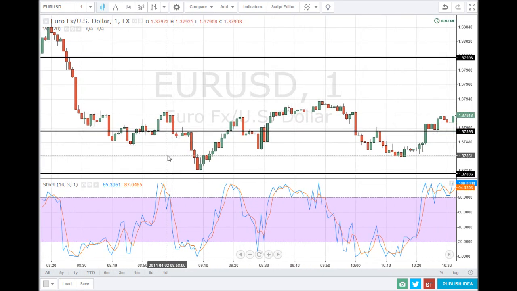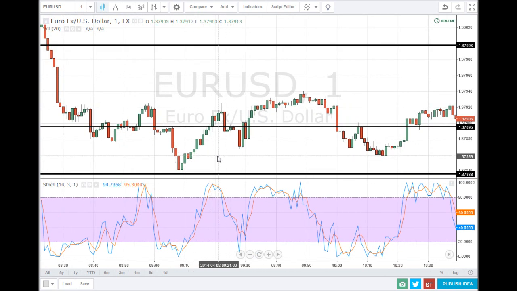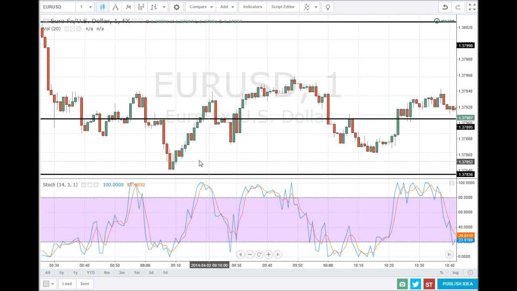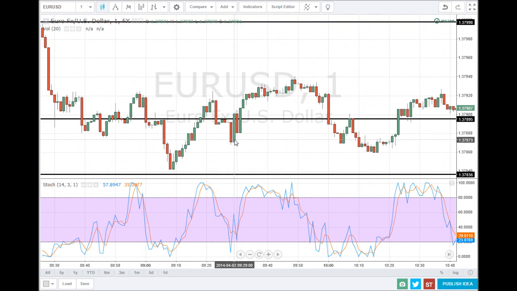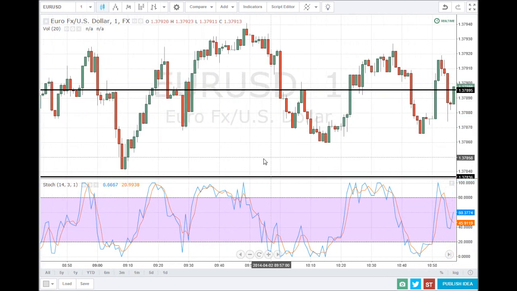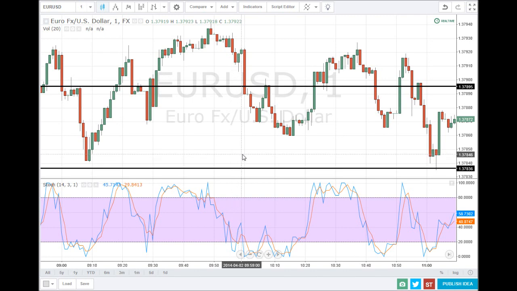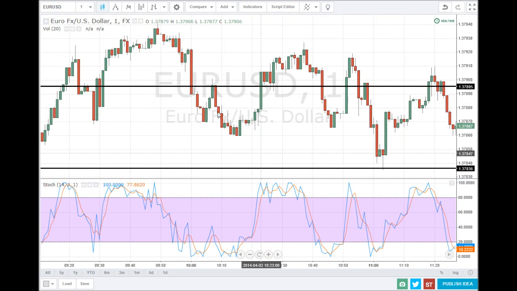Let's carry on. This support is broken. It's now resistance. Price comes up. We have a bearish pin bar, a signal to place a put against this resistance. Our stochastic doesn't agree, so we would not have taken that position. Let's carry on. We have a bullish engulfing candle here, but our stochastic doesn't agree. Let's carry on. Although a potential trade there, our stochastic doesn't confirm.